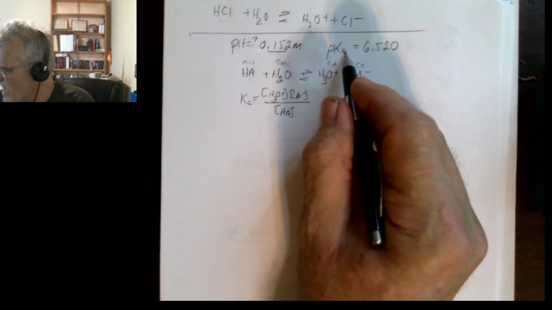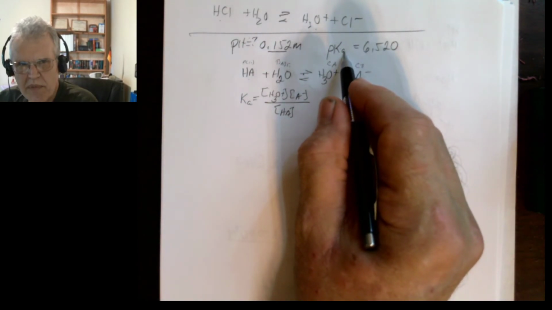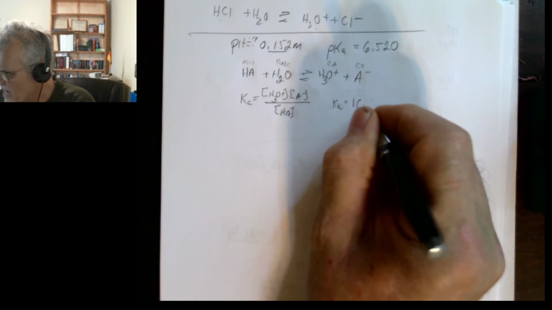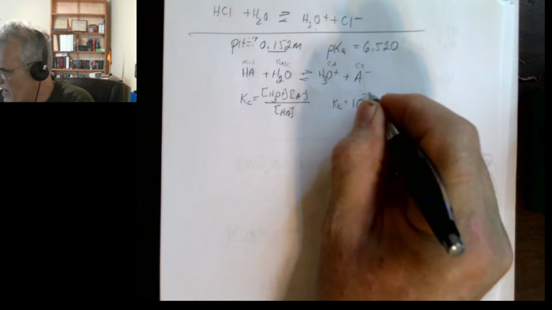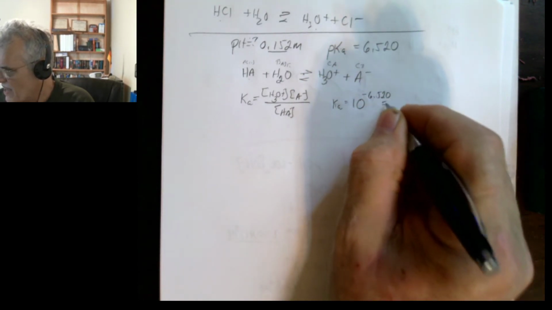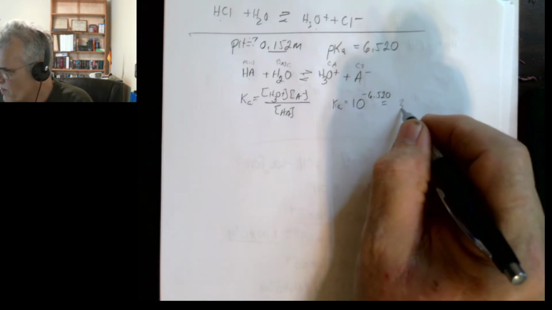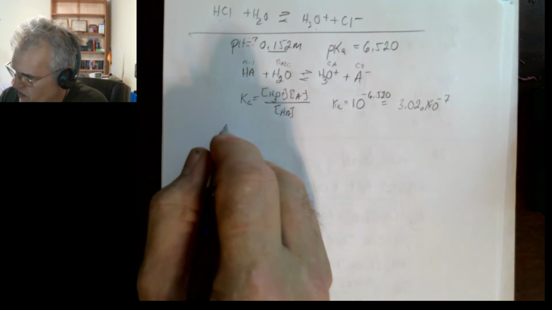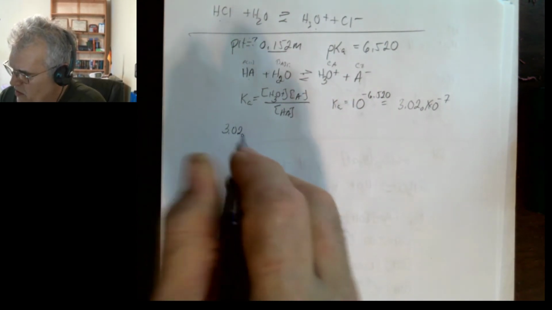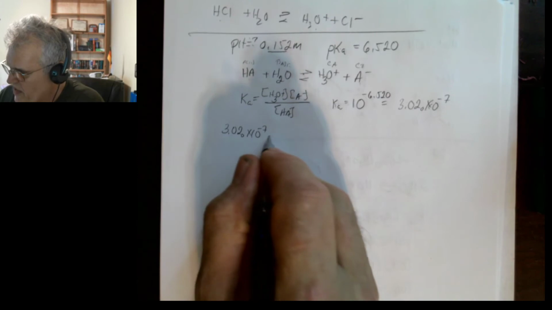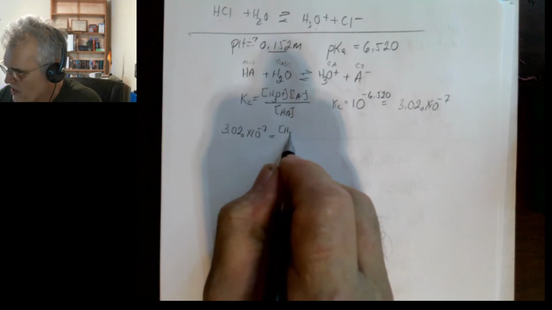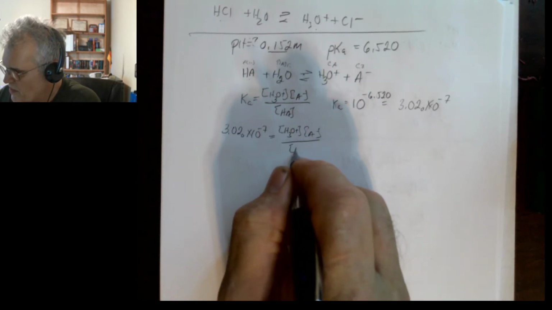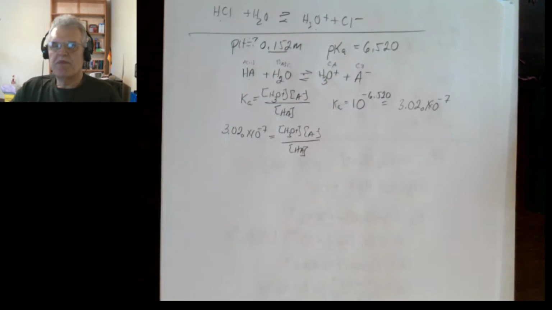All right, so let's fill out our Ka in here. Well, what do we got? pKa. What's P? P means negative log base 10 of it. So the Ka is equal to 10 raised to the negative pKa, negative 6.520. And that gives us a value of 3.020 times 10 to the negative 7. Okay, so let's fill that in. 3.020 times 10 to the negative 7 is now equal to my hydronium ion concentration times my A minus all over HA.